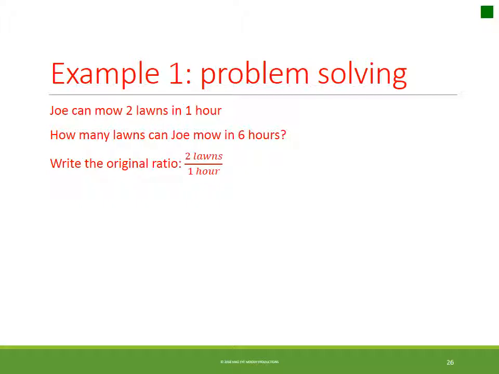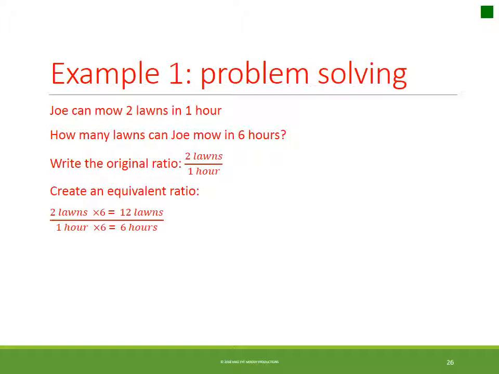So the first thing we want to do is write the original ratio we're given, the complete ratio. Whatever the complete ratio is, we want to write that down first. Then we want to create an equivalent ratio. And here's where you're going to be using that constant. So you're either going to multiply or divide both your quantities by the same factor. So if I need to get to 6 hours, how do I get from 1 hour to 6 hours? Well, I'm multiplying by 6. So he's working for 6 hours, so whatever he's doing for 1 hour, he's doing it 6 times.